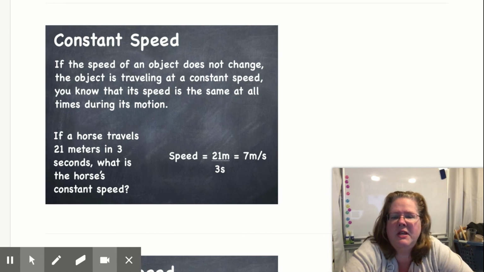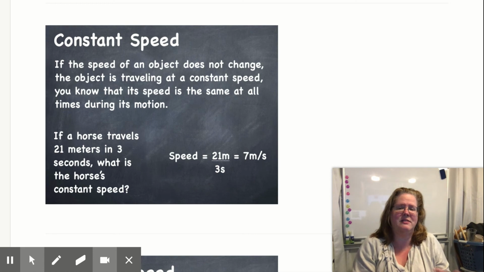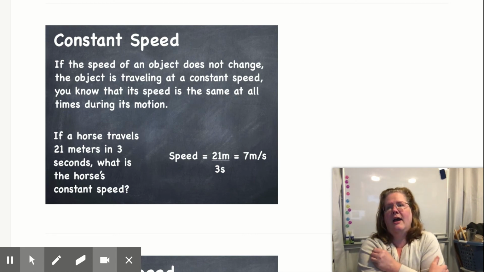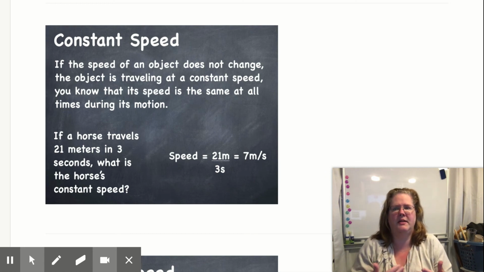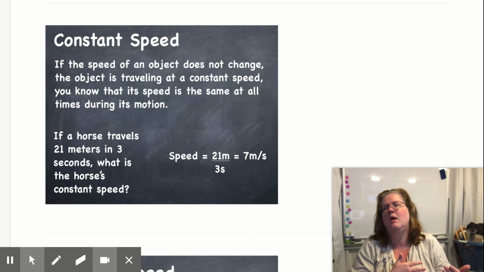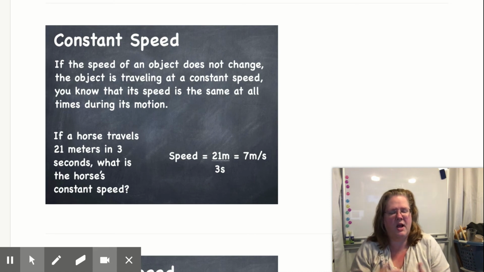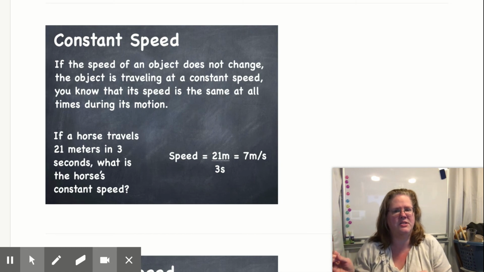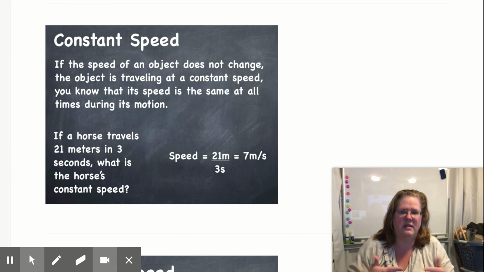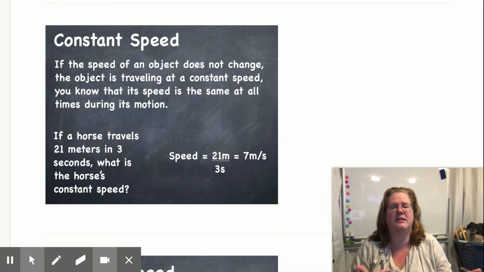Constant speed. If the speed of an object does not change, the object is traveling at a constant speed, and you know that its speed is the same at all times during its motion. Most things don't travel at a constant speed. When I drive into work, I start from a dead stop. My car is parked in the driveway. I have to back up, and then I have to slow down and come to a stop, and I have to put my car in forward and drive, and then I have to come to the end of my street and then turn, and then go to the end of that street and come to a stop and turn, and then I accelerate until I get to 30 miles per hour, and then I drive that till I hit the next stop sign.